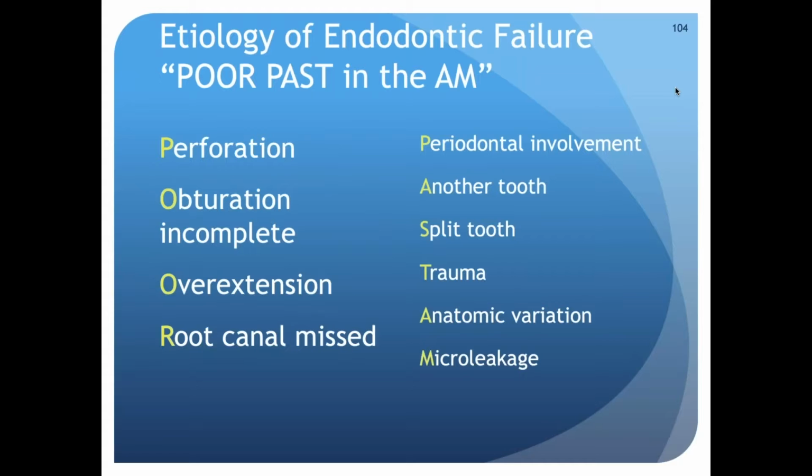So what are some etiologies of endodontic failure? Why would we need to do a retreat? So a good mnemonic for this, poor past in the AM. So a perforation, incomplete obturation, overextension, so got to perch out the apex. We've missed a root canal, some kind of periodontal involvement, making an endo-perio lesion, another tooth, a split tooth, trauma, some kind of anatomic variation, or micro leakage.